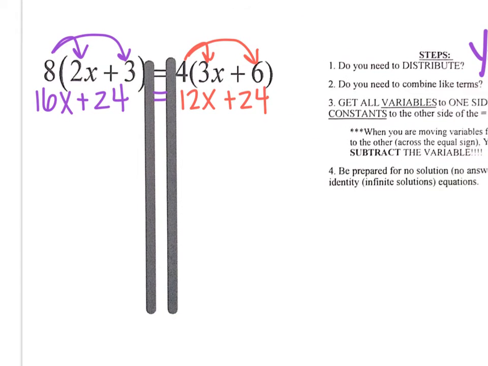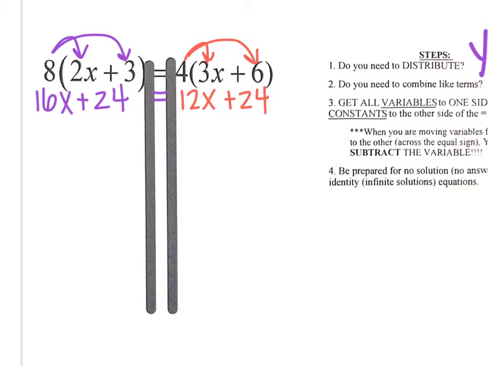Do we need to combine like terms? Looking at this, now you have to understand that when I talk about combining like terms, you're only looking to combine like terms on the left. Can I combine 16x and 24? No, I can't. So therefore, I'm not combining like terms on the left, sorry.